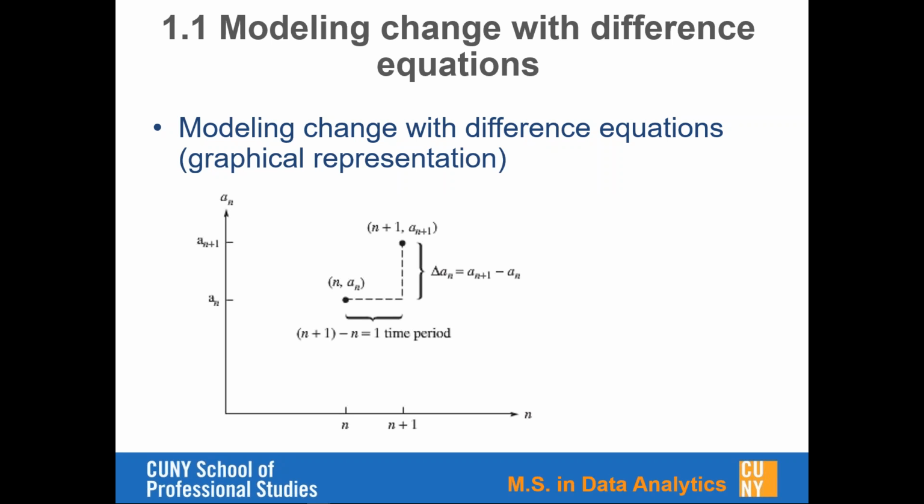So graphically, you see here, if we use the x-axis being the n's, the numbers of observations, then you can say that from time period n to n plus 1, which is a change of one time period, the value of a changes from a sub n to a sub n plus 1. So you can see that the y-axis difference is really the delta that we just discussed, and the x-axis is the time period we discussed.